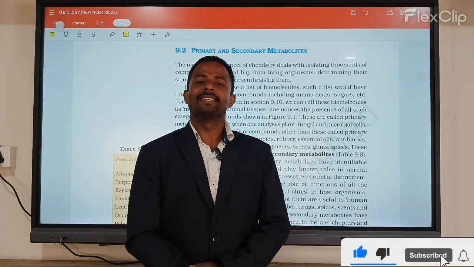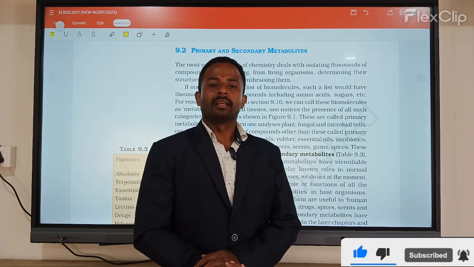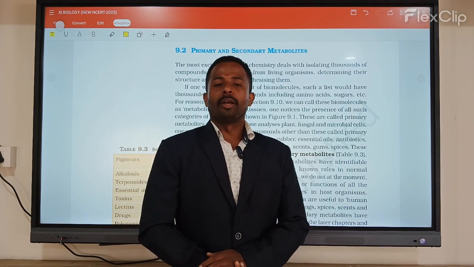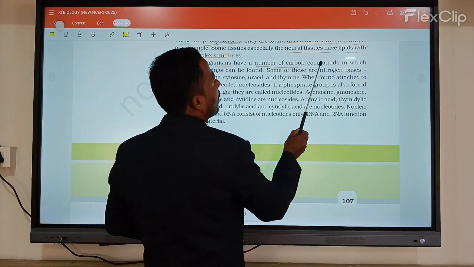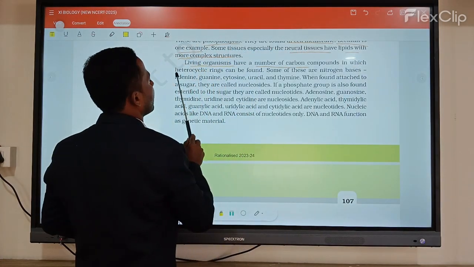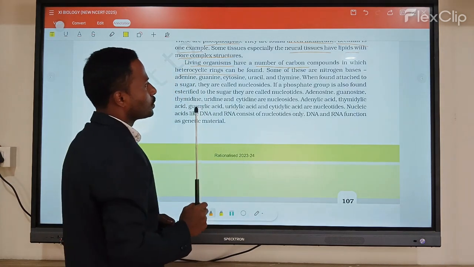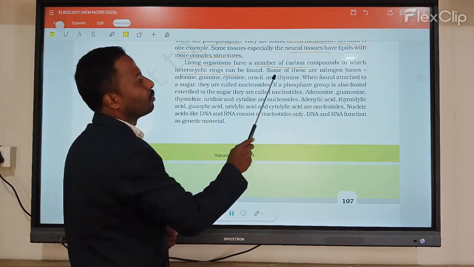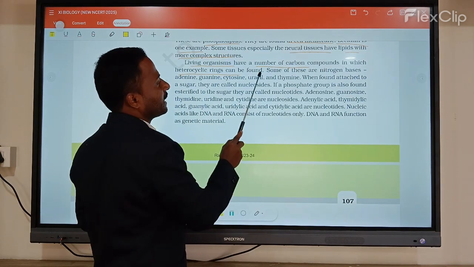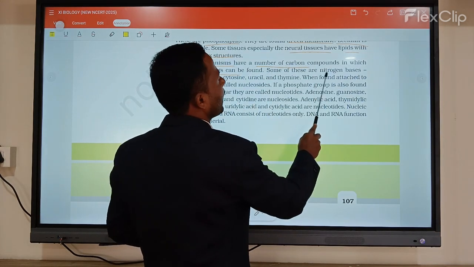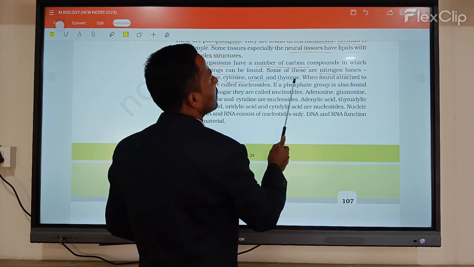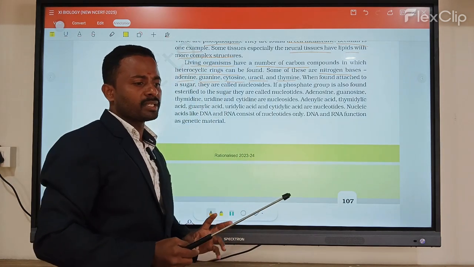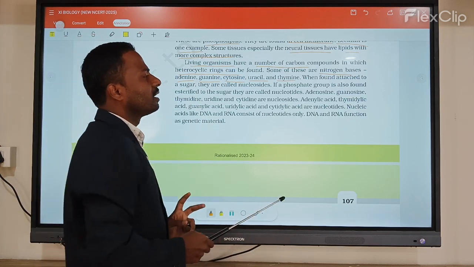For this section, we will discuss NCERT Class 11 Biomolecules chapter, part 2. Living organisms have a number of carbon compounds with heterocyclic rings. So in living organisms, the carbons are found in heterocyclic rings. Some of these are in nitrogen bases: adenine, guanine, cytosine, uracil, thymine. The different nitrogen bases have ring structures.